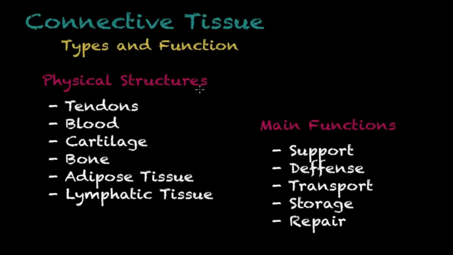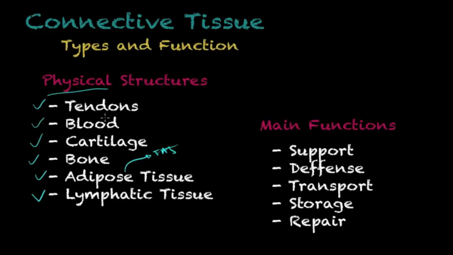On this slide, I want to show some examples of the major physical structures that are composed of connective tissue. If you look here, I have tendons, blood, cartilage, bone, adipose tissue, in other words, fat tissue, and lymphatic tissue. These are all structures that are either connective tissue or comprised of connective tissue.